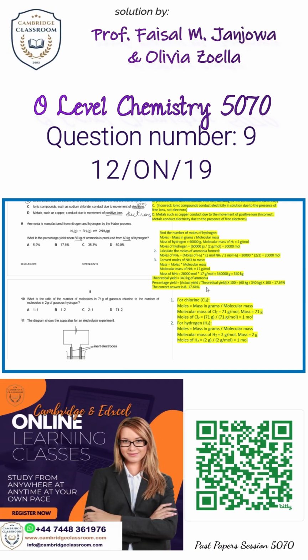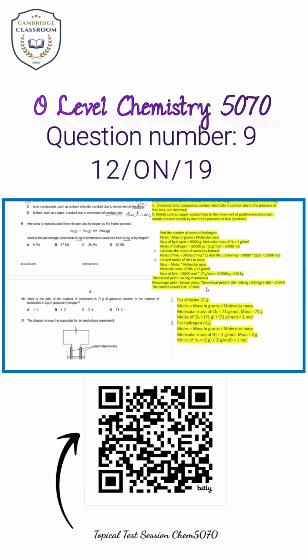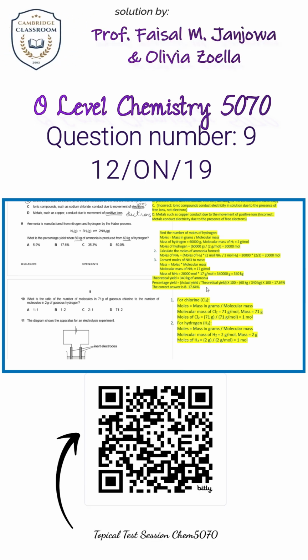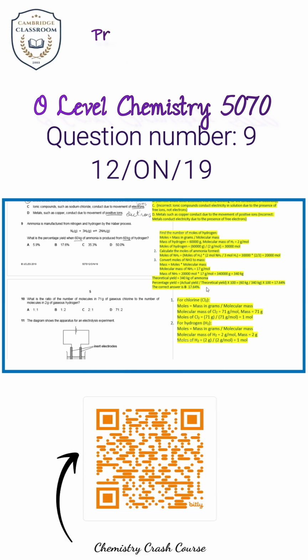2. Calculate the moles of ammonia formed. Moles of NH3 = moles of H2 × 2 mole NH3 / 3 mole H2 = 3,000 × 2/3 = 2,000 moles.